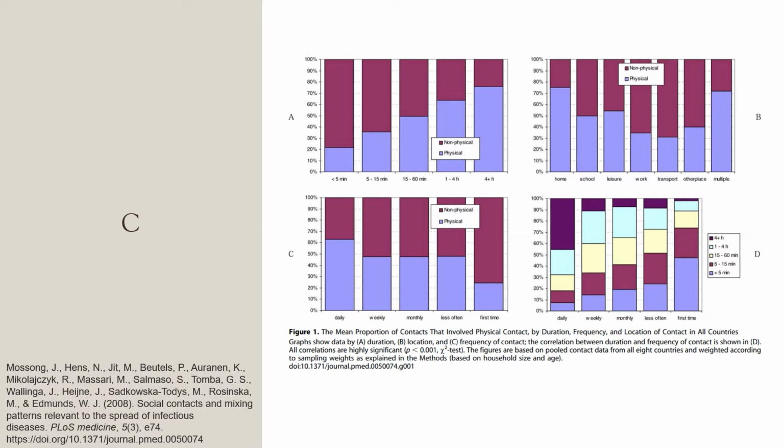And then they've also broken it down further by time and duration. And so, again, you can start to get a sense of who are these people that are at risk and what are the factors that make a difference in, for example, a respiratory infection.